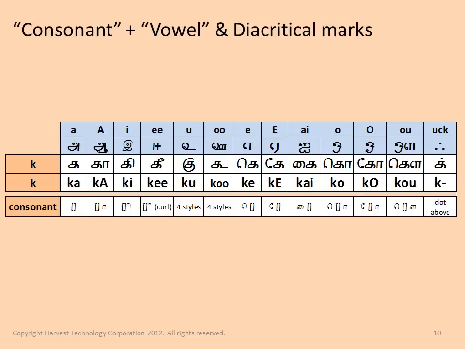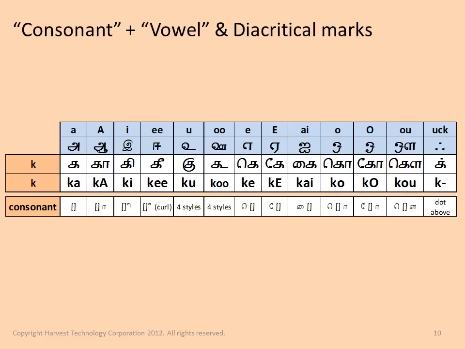When it's combined with u, u and long u are irregular, so there are four different types of diacritics that the consonant could take, which we'll see later. When a consonant is combined with e, you add that symbol to the left of it, before it. Likewise with the long e, you add that symbol before it. It kind of looks like a telephone. When it's combined with ai, you add the ai symbol before it. When it's combined with o, you add the e symbol before it and the a symbol after it, so the consonant is sandwiched in the middle of those two other characters.